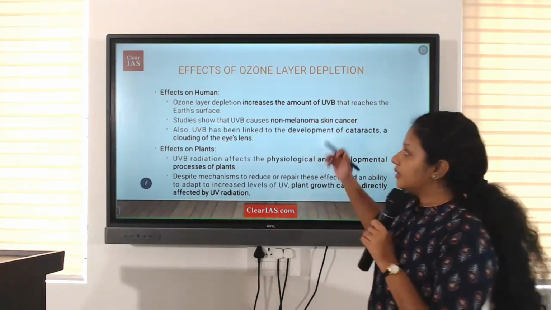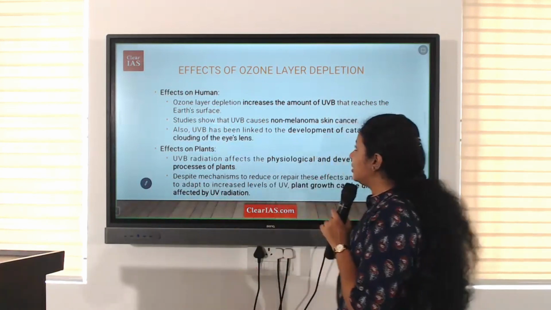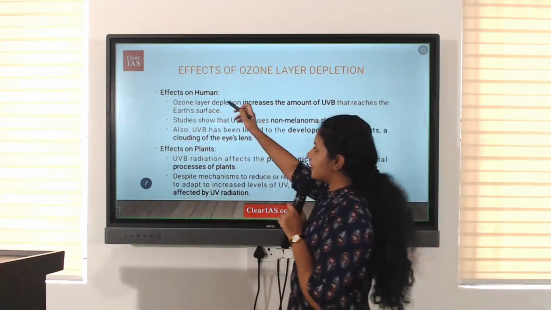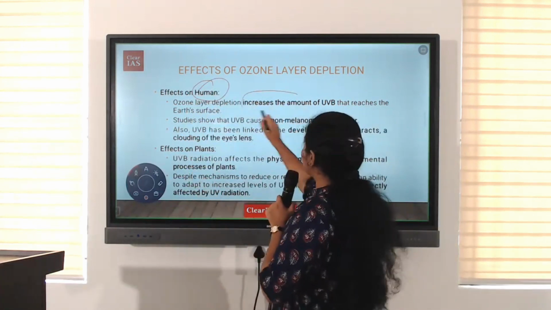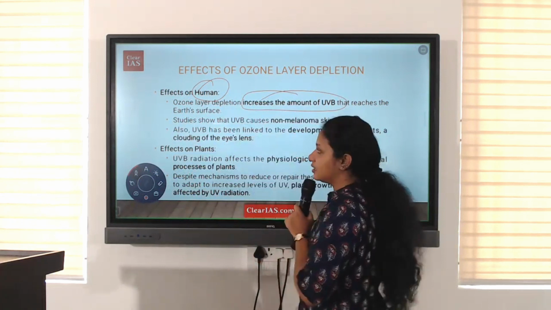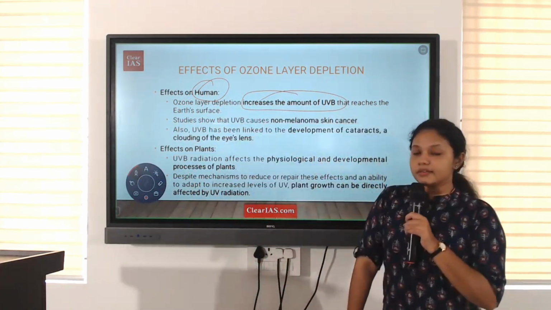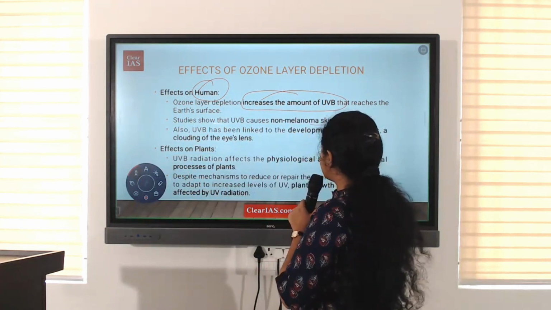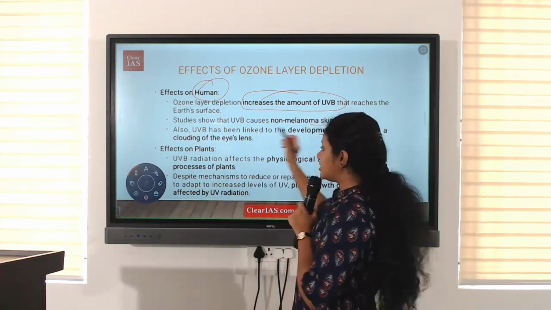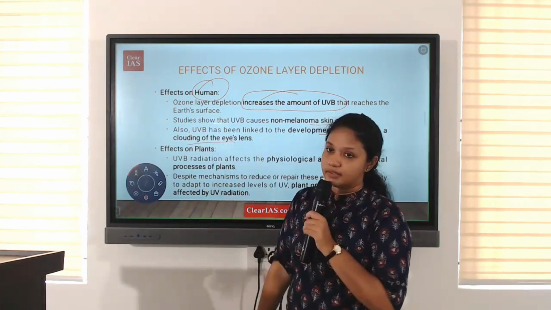Now, what are the effects of ozone depletion? The first one is the effect on humans. Ozone layer depletion increases the amount of UVB that reaches the Earth's surface. What is the effect of UVB? It causes skin cancer, development of cataracts, clouding of eye lenses, etc.